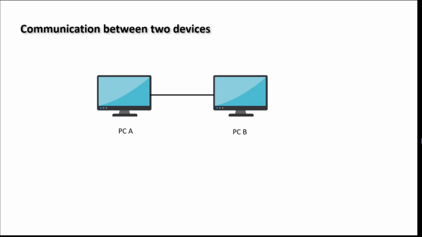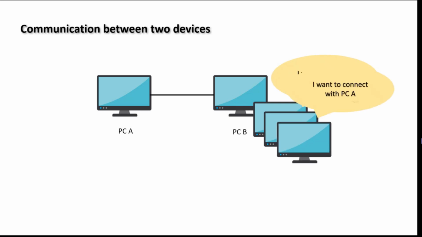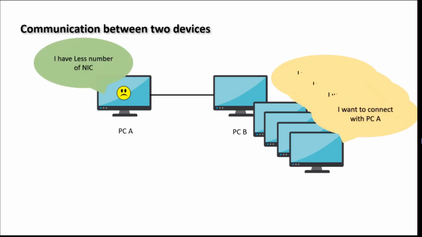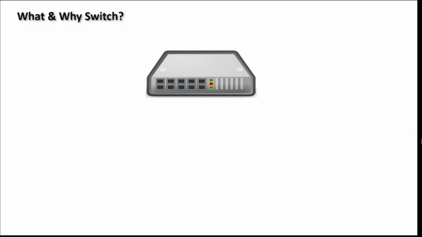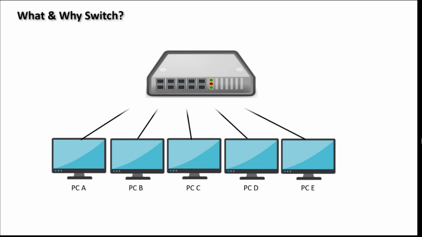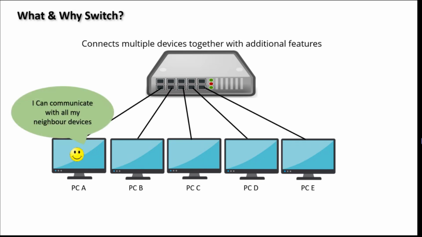For communication between two PCs, say PC-A and PC-B, just use a crossover cable. But if you want communication between multiple PCs, then you need a switch. So, what is a switch and why do we need a switch? A switch is a layer 2 device that connects multiple PCs in a LAN using the MAC addresses of connected PCs in the MAC address table.